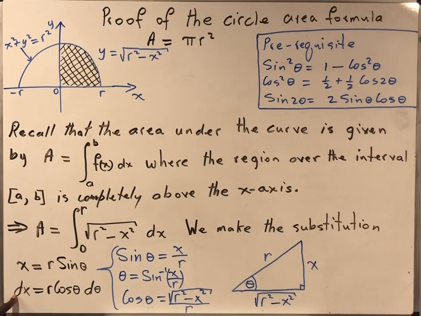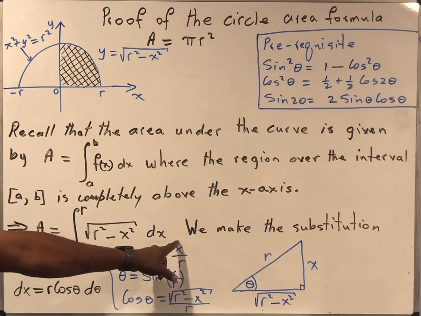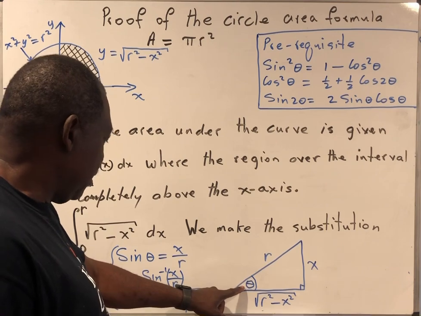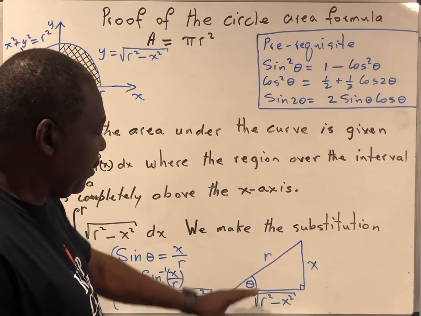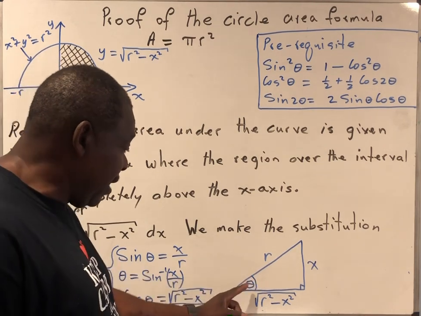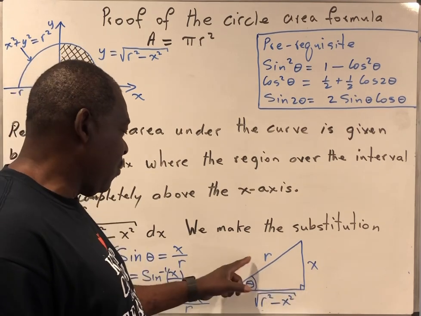Derivative dx is equal to r cos theta d theta. From the equation x equal r sine theta, we deduce the following. Sine theta is equal to x divided by r. So if sine of theta is equal to x over r, then we can illustrate that in a right triangle, showing that the sine of the angle is equal to the opposite over the hypotenuse, x over r.